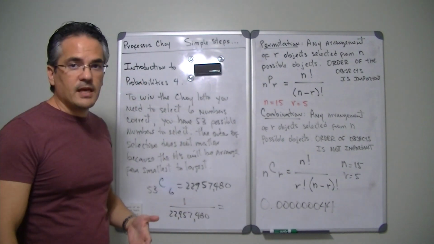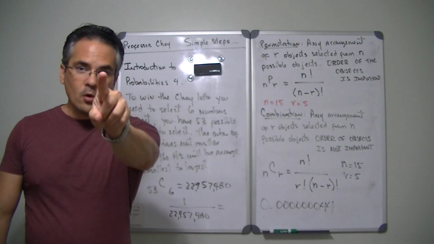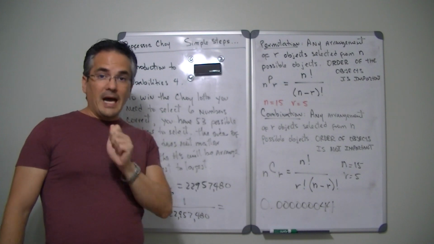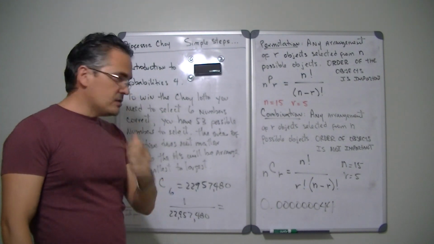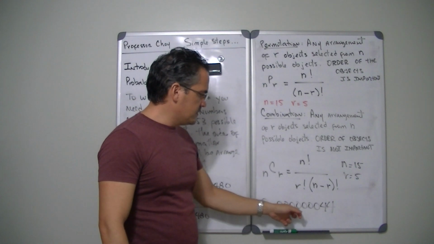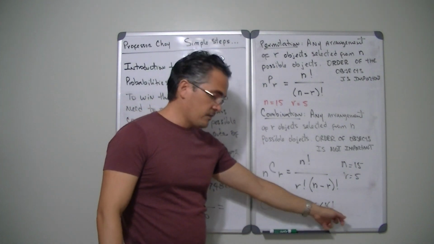But let's say that somebody asks you the question of, what is your probability of winning? As in like my ticket, my number. Then the answer is 0.00000044.